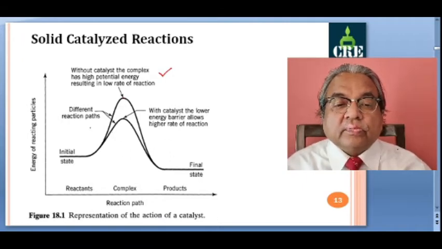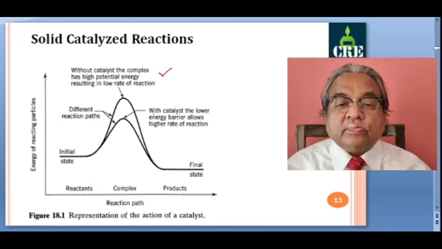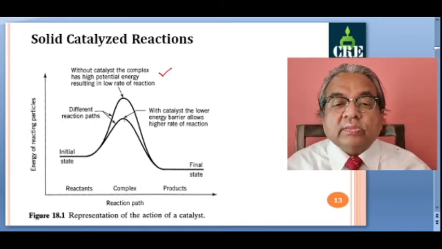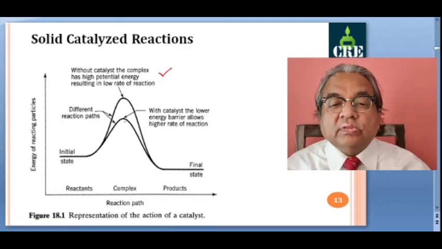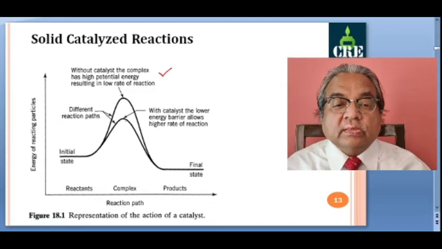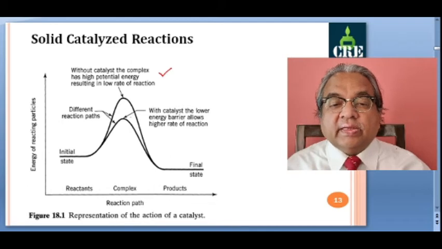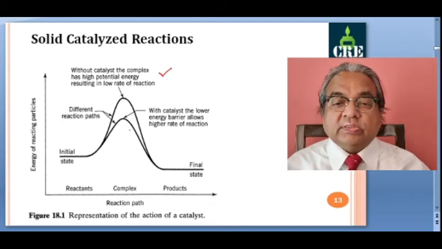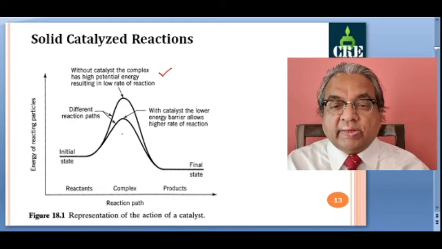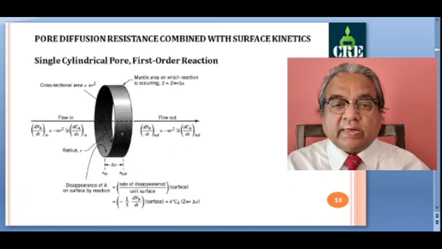Here, when you use the catalyst, the energy barrier is lower and that allows a higher rate of reaction. So the rate of reaction is different in these two paths, with catalyst and without catalyst. Without catalyst you will have a higher energy barrier, and with catalyst you will have a lower energy barrier, because of which the rate of reaction is increased when you use a catalyst.